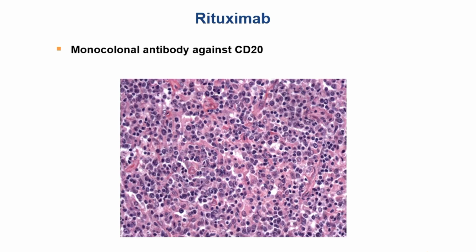Rituximab is a monoclonal antibody against CD20, which is found on most neoplastic B cells. Not surprisingly then, rituximab is effective in treating B-cell non-Hodgkin lymphomas. It is also used in rheumatoid arthritis in combination with methotrexate and is associated with an increased risk of PML after use.